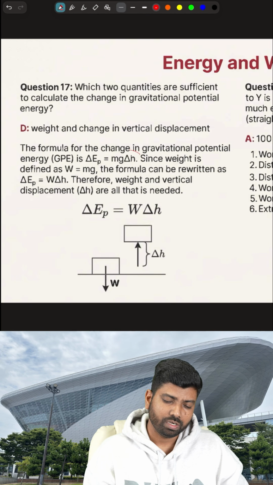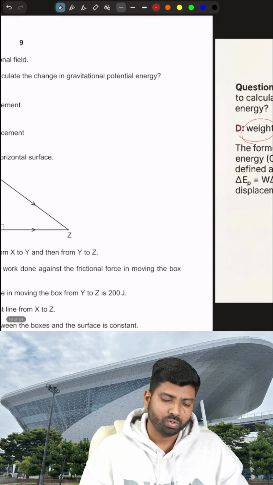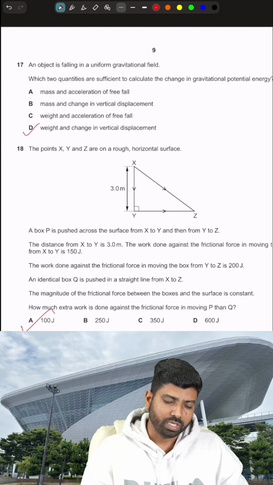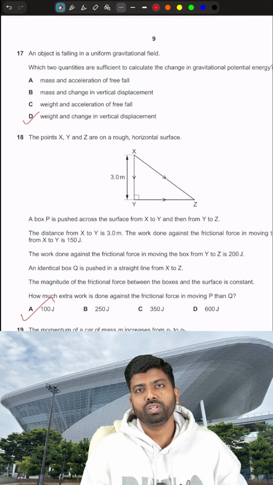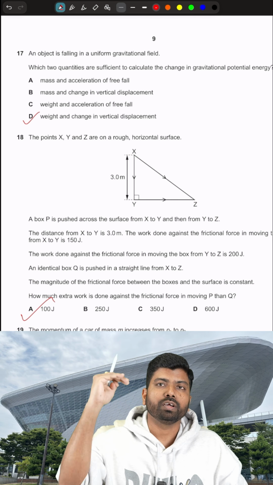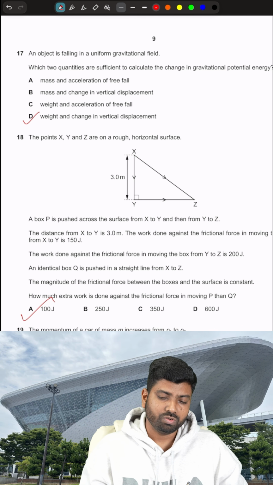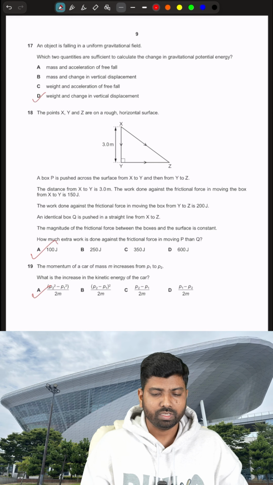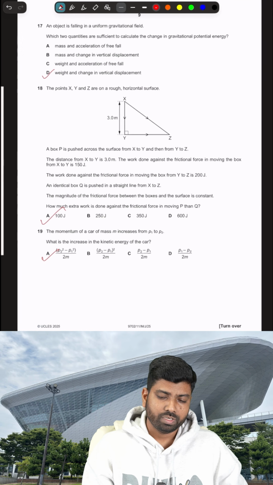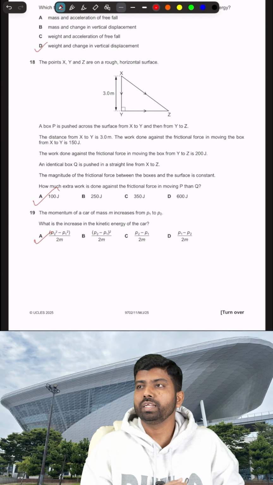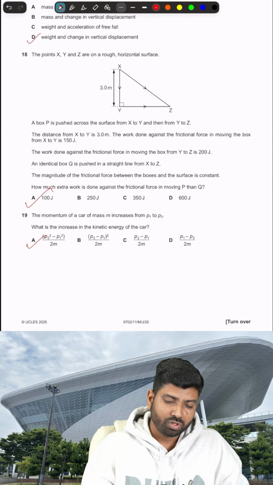Gravitational potential energy depends upon mgh. Okay, so mg is the weight, right? So weight, and h is the change in displacement or height. So then you got the answer. So option D, weight and change in height, I mean change in vertical displacement. These two quantities are enough to calculate, right? So let us move on to the next question without any delay. Question number 18 is on the screen.